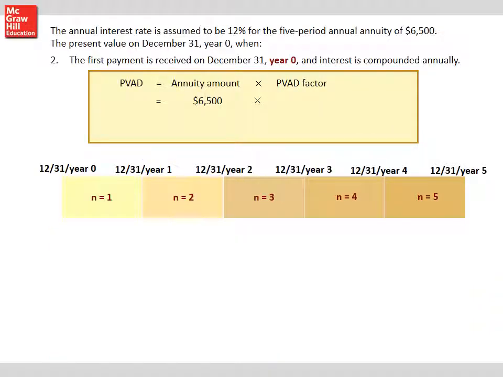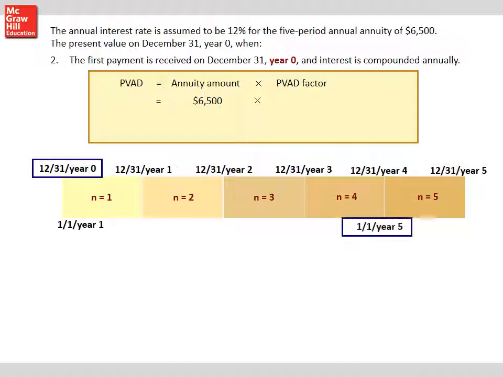Now in the second one, they said, okay, let's change this up. You're going to take the first payment out at the beginning of year one. So now you're taking the payment out basically at January 1, year 1, January 1 of year 2, January 1 of year 3, January 1 of year 4, and January 1 of year 5. Interest is still compounded annually, and you're taking out $6,500. How much do you have to put away today?